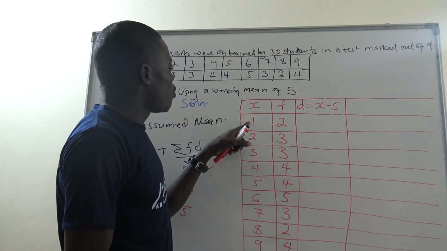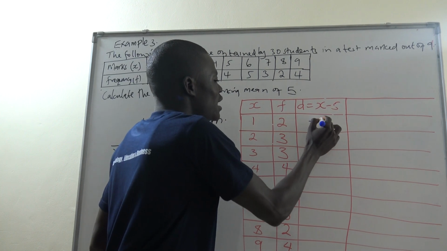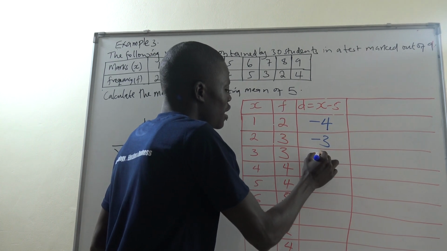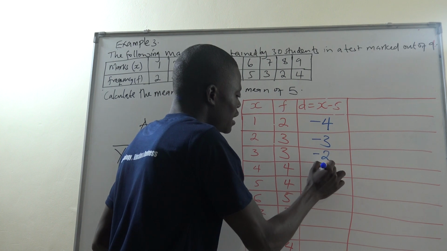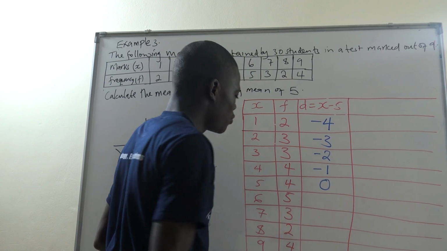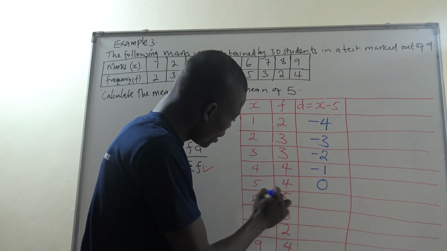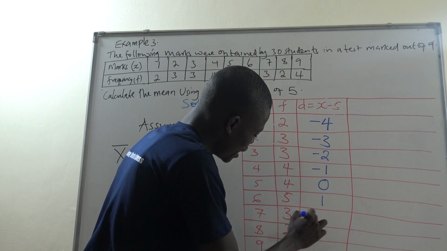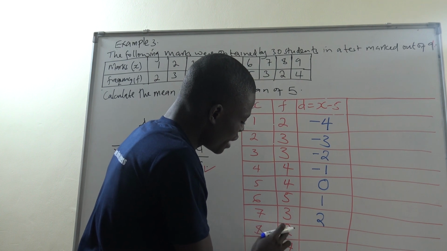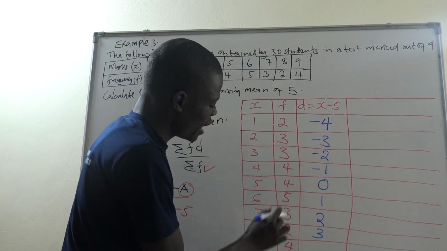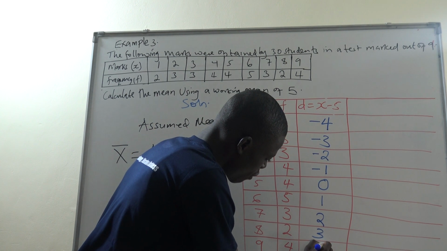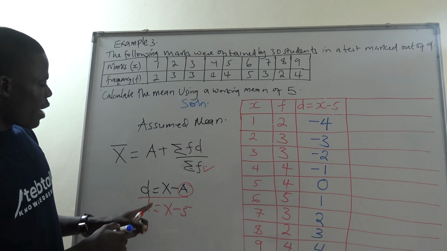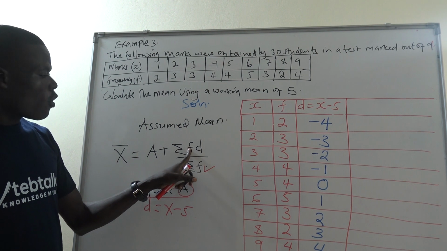So for the first value of 1, it is 1 minus 5, we shall get negative 4, and then 2 minus 5, we have negative 3, 3 minus 5, we have negative 2, 4 minus 5, we have negative 1. 5 minus 5, we shall get 0, then 6 minus 5, we shall get 1, 7 minus 5, we shall get 2, 8 minus 5, we shall get 3, and then 9 minus 5, we shall get 4.